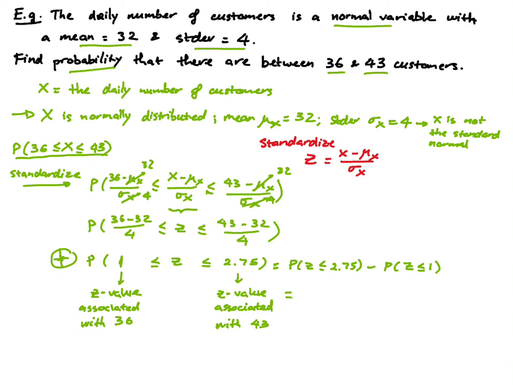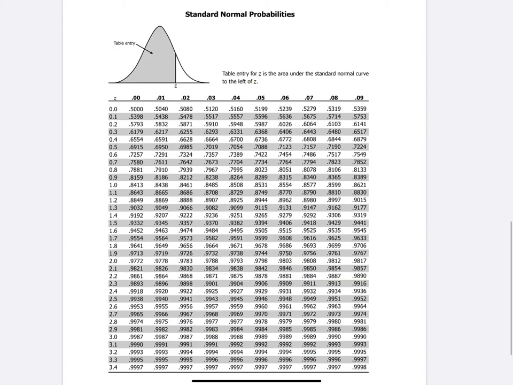So let's go ahead and do that. So we have 2.75 and we have 1. So the probability that Z is less than or equal to 2.75, and then we want the probability that Z is less than or equal to 1. For 2.75, you want to go to row 2.7, look under column 0.05, and if you do that, you find a probability of 0.9970. And then for 1, first off, 1 is just 1.00, right? So you want to go to row 1.0 and look under column 0.00. That gives you a probability of 0.8413.